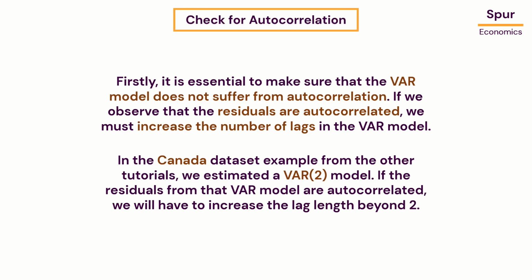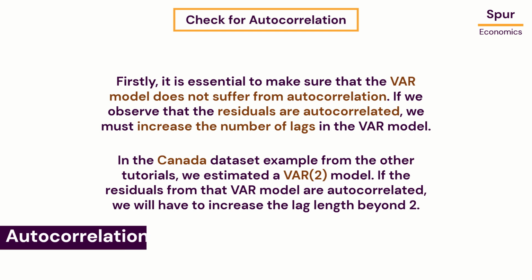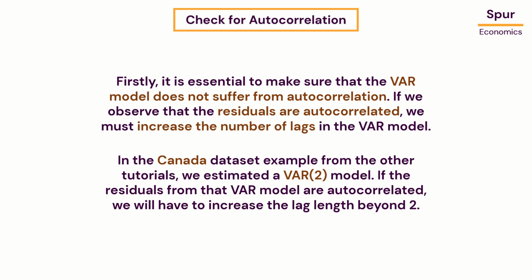Firstly, it is essential to make sure that the VAR model does not suffer from autocorrelation. If we observe that the residuals are autocorrelated, we must increase the number of lags in the VAR model. In the Canada dataset example from the other tutorials, we estimated a VAR2 model. If the residuals from that VAR model are autocorrelated, we will have to increase the lag length beyond 2.